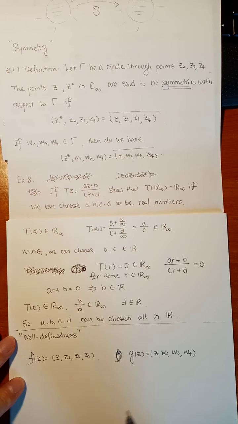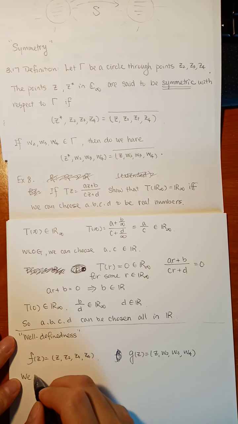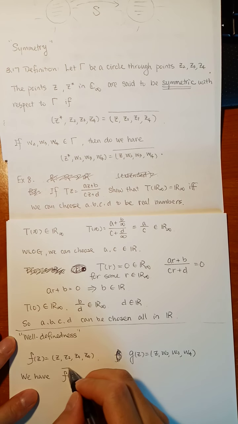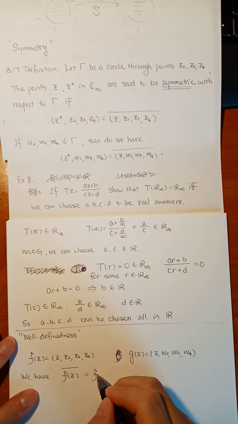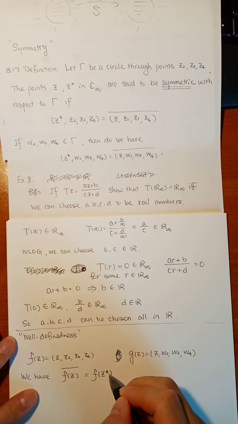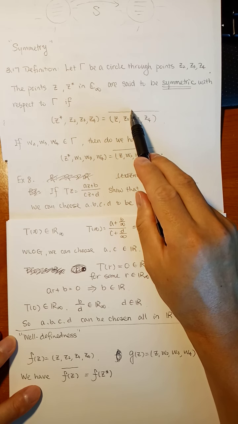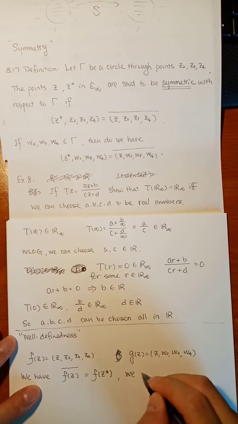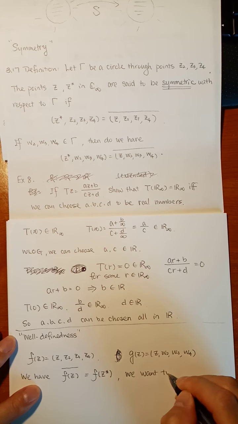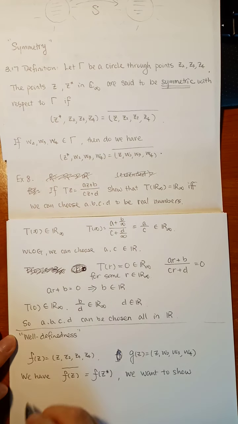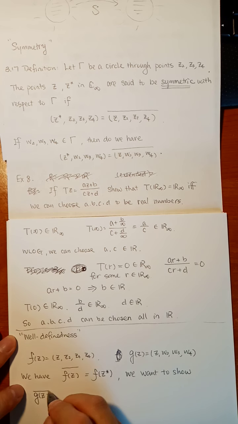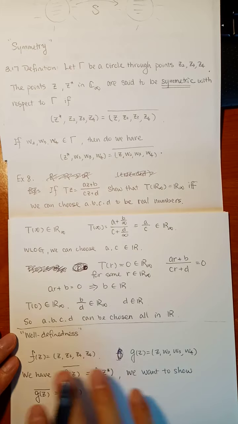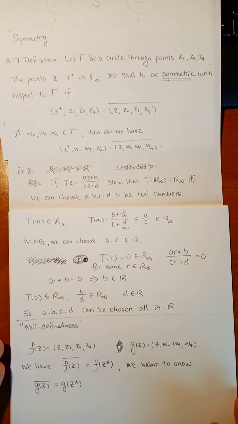Remember that we are going to show we have f of z complex conjugate is equal to f of z star. This is f of z complex conjugate. This is f of z star. We want to show g of z complex conjugate is equal to g of z star. Remember, we never show f is equal to g. That's not what we want.